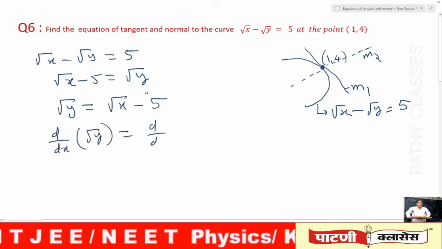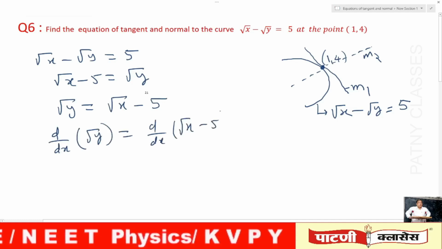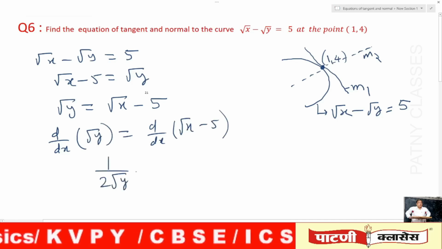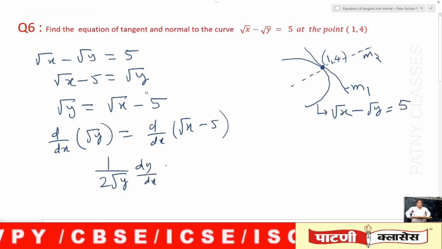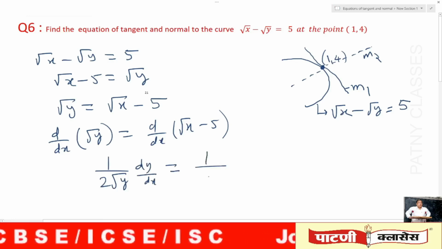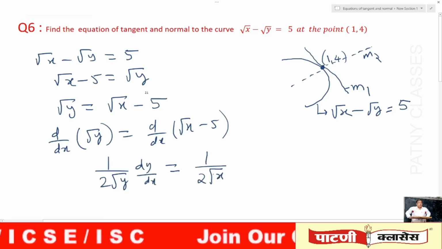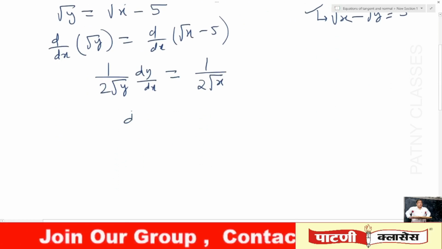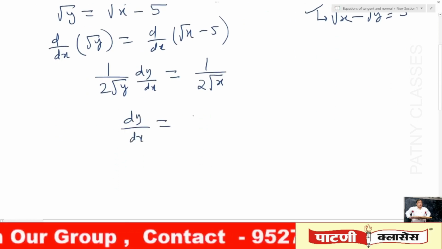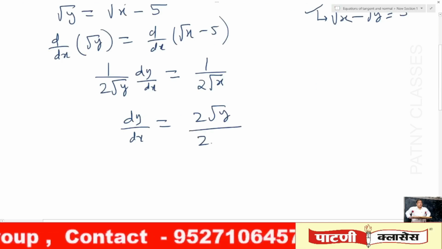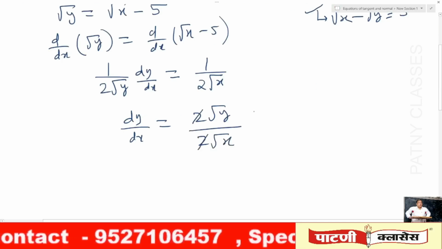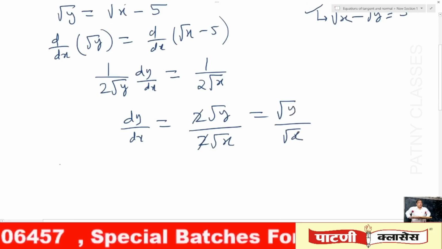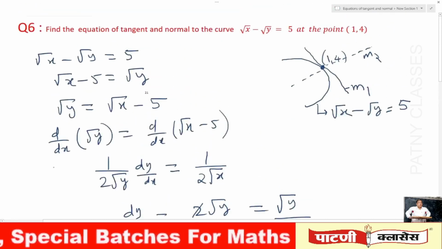Therefore, differentiation of root x minus 5. The derivative of root y is 1 upon 2 root y into dy by dx, and the derivative of root x is 1 upon 2 root x. Next step is dy by dx equals 2 root y upon 2 root x. The 2 gets cancelled, I get root y upon root x. In the question it is given that the point of contact is 1 comma 4.